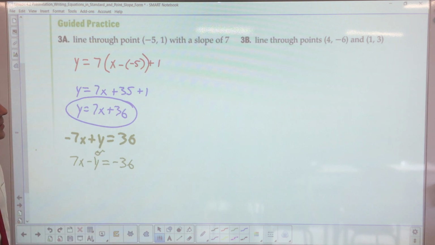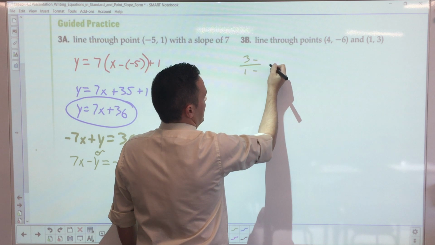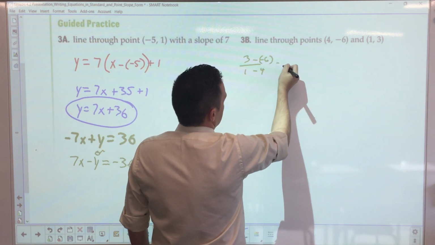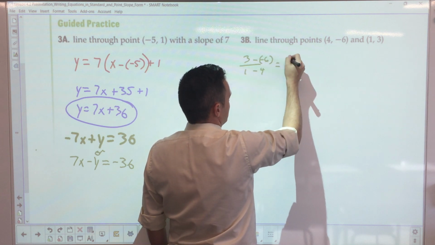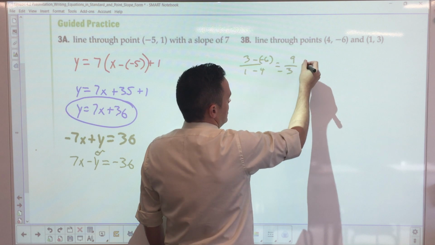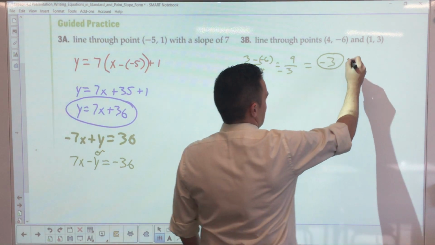Okay, the slope over here is 3 over 1, minus, minus. This is negative 6. That's a 4. So you'd have 6 plus 3 is 9, over 4 minus 3, which is negative 3. So you end up with negative 3 as your slope. So that's m equals negative 3.